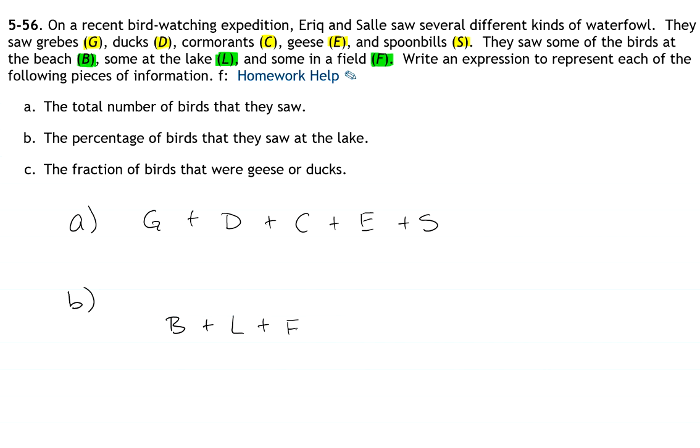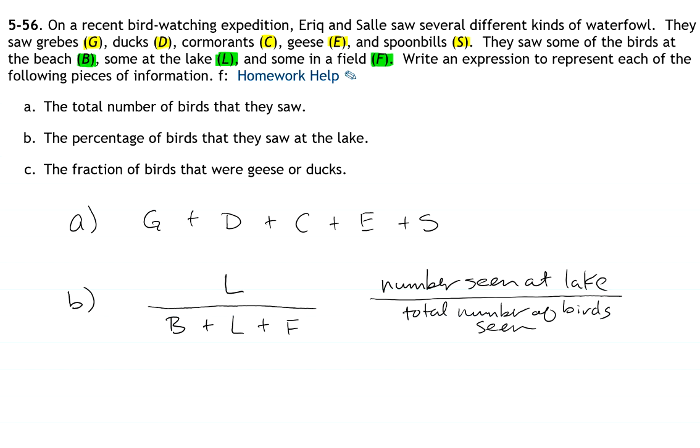And if the question is what percent were seen at the lake, that would be the total number seen at the lake divided by the total number of birds seen in those locations. So I would say L divided by the quantity B plus L plus F. In fact, if A is the total number of birds seen, I could also put G plus D plus C plus E plus S in the denominator, and have L as my numerator.